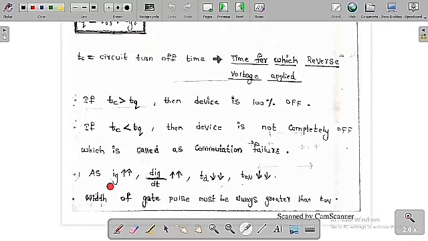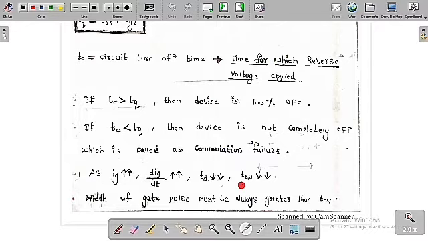See, if Ig increases, then definitely dIg by dt increases. If you increase the value of current more and more, then dIg by dt increases, meaning the slope increases. If the slope increases, the TD value decreases. If TD decreases, T1 decreases. So if you want to decrease the turn on time of the SCR, you have to increase the gate current.